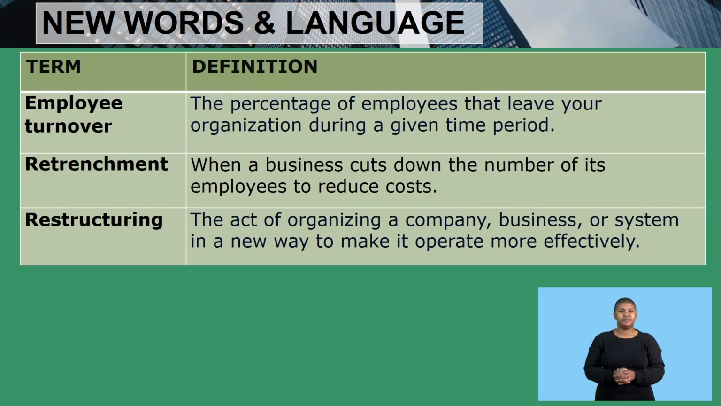We have what we call an employee turnover. This is the percentage of employees that leave the organization during a given time period. We then have retrenchment, which is when a business cuts down the number of its employees to reduce costs. Lastly, we have what we call restructuring. So this is the act of organizing a company, a business, or a system in a new way to make it operate more efficiently.